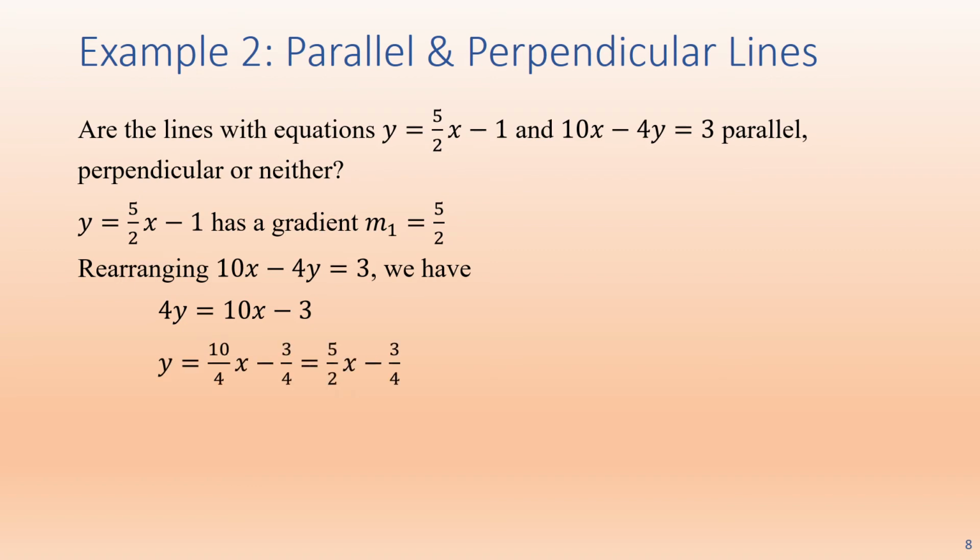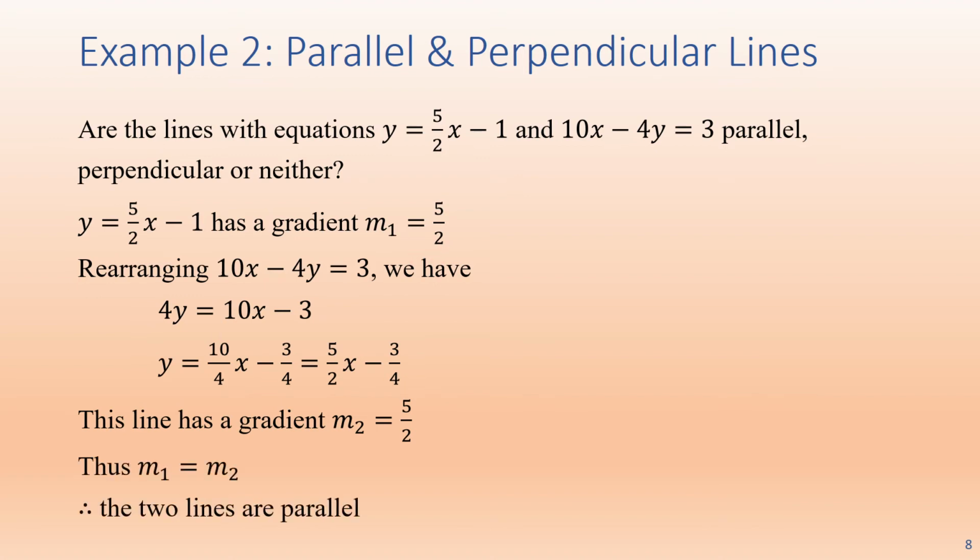We can divide by 4 throughout, and so we will get now a gradient of 10 over 4, which is equal to 5 over 2. So the second line has a gradient of 5 over 2, as does the first line. And so the gradients are equal, and so therefore the two lines are parallel.